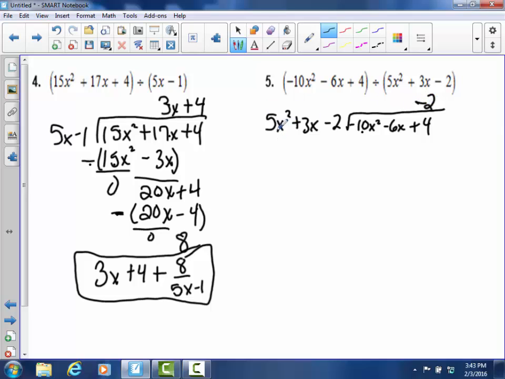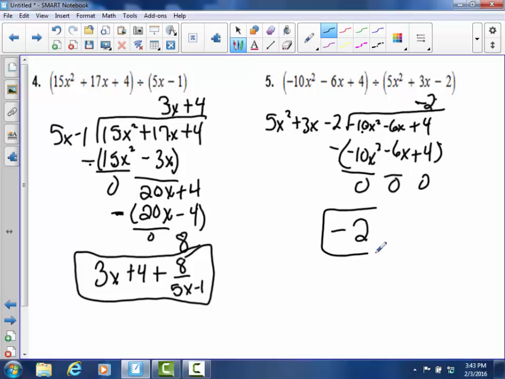So negative 2 times 5 is negative 10. And then I bring down the x squared. Negative 2 times 3x is negative 6x. And negative 2 times negative 2 is positive 4. So I'm subtracting. So I have negative 10, take away negative 10 is 0. Negative 6, take away negative 6 is 0. And 4, take away 4 is also 0. So this time, I don't have a remainder. My answer is simply negative 2.